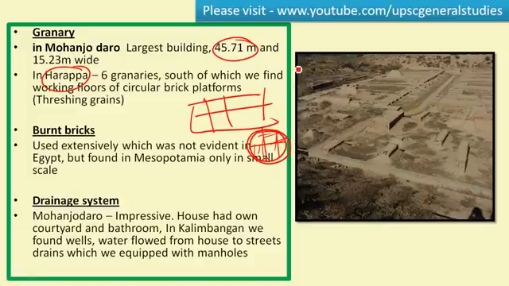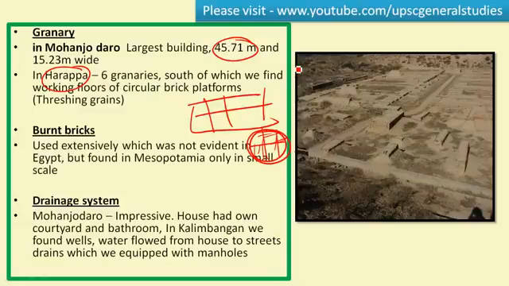And the most unique feature of Harappan civilization is the use of burnt bricks, extensively used. These burnt bricks were extensively used, which was not evident in any other ancient civilization. Even in Egypt it was absent, and in Mesopotamia it was only used on a small scale, not to the extent which was used in the Harappan civilization. This was the uniqueness and greatness of Harappan civilization.